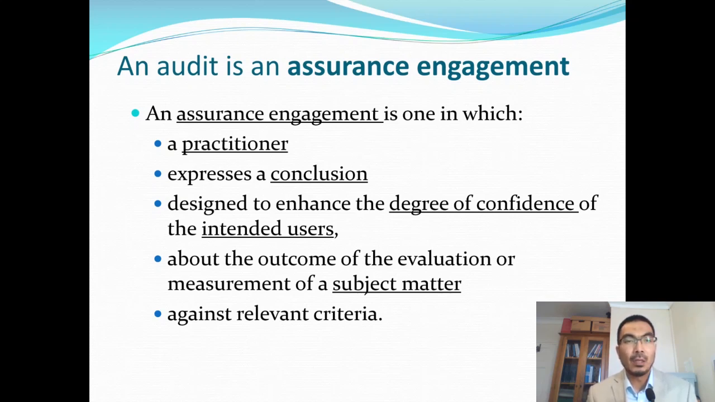These terms need to be discussed, basically. An assurance engagement is one in which a practitioner, meaning the auditor, expresses a conclusion. The auditor gives their opinion, a conclusion designed to enhance the degree of confidence of the intended users. Intended users are the shareholders. It is about the outcome of the evaluation or measurement of a subject matter, the financial statements, against relevant criteria, the rules and regulations or the framework.